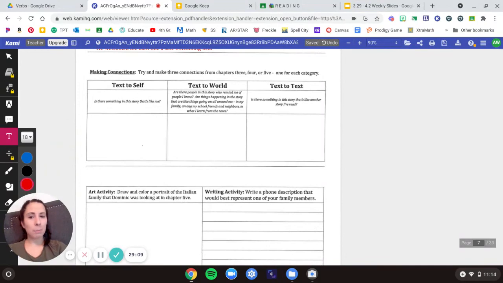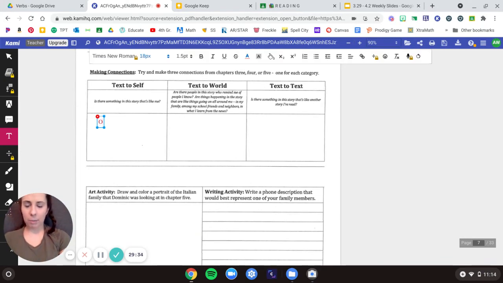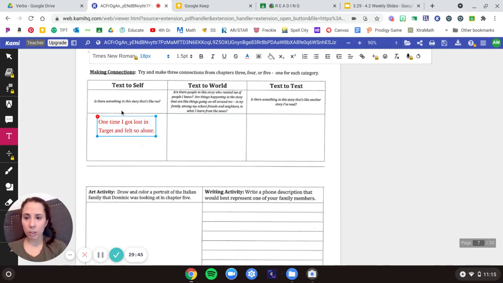All right. This part of our activity is more for you. Okay, so text to self, text to world, and text to text. We talked about these different kinds of connections before. So think through, is there anything in this story that we've read so far, especially chapters 3, 4, and 5, where Dominic is in the museum, that you can relate with? Maybe, I'm thinking back, one time I got lost in Target and felt so alone.